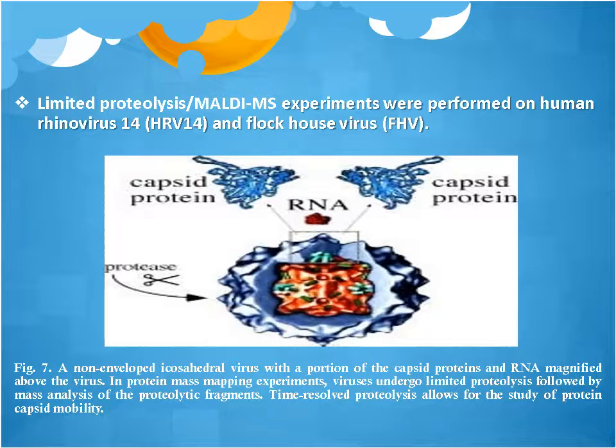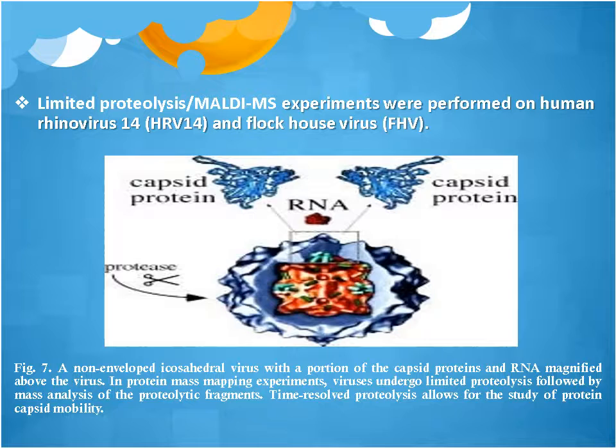Like HRV14, FHV is also a non-enveloped icosahedral RNA animal virus. The mature protein coat or capsid is composed of 180 copies of beta protein and gamma peptide, which are shown in this figure. In protein mass mapping experiments, viruses undergo limited proteolysis followed by mass analysis of the proteolytic fragments.